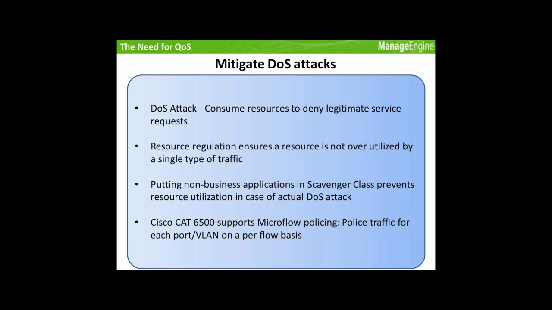use here. So you can put non-business applications in a scavenger class which prevents resource utilization in case there is a DOS attack. Or even Cisco's Catalyst 6500 series devices, they support something called micro-flow policing, where you can police traffic for each port or VLAN on a per-flow basis. So you can regulate your resources, you can control how much of the resources is being used by each IP, and thereby you can deny that DOS attack, which might actually be trying to consume all your resources and thereby denying legitimate traffic service or service requests.